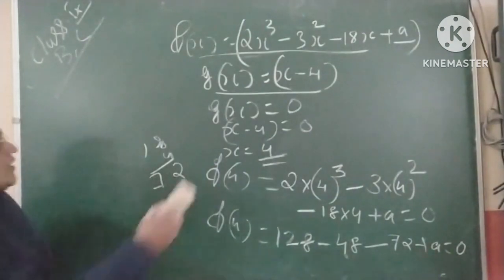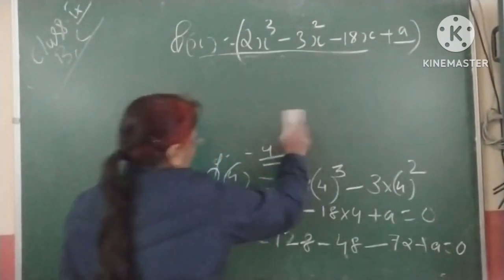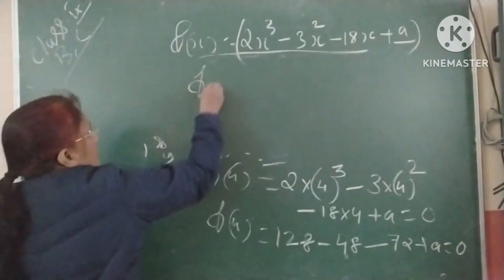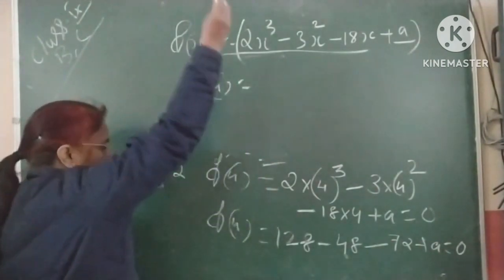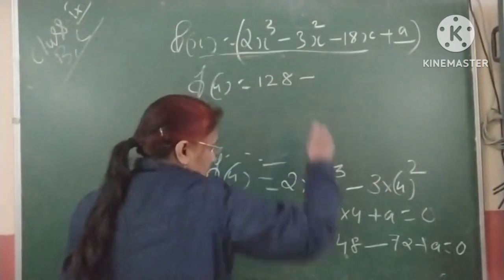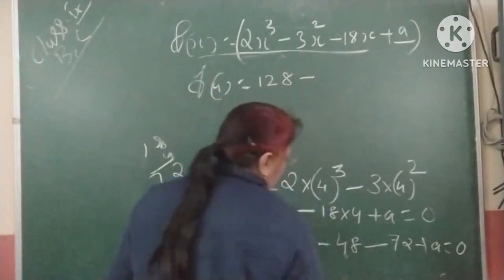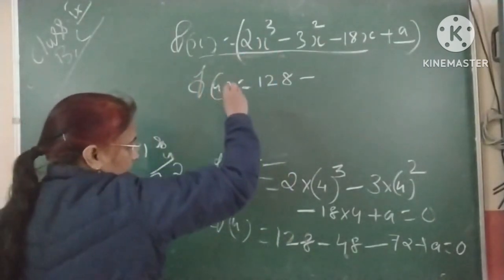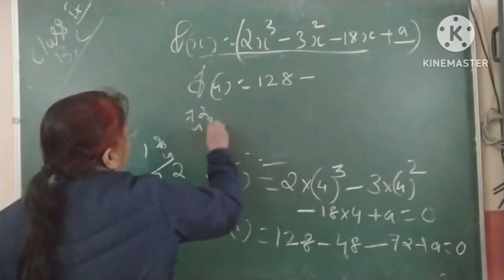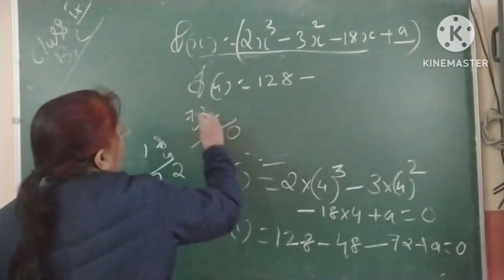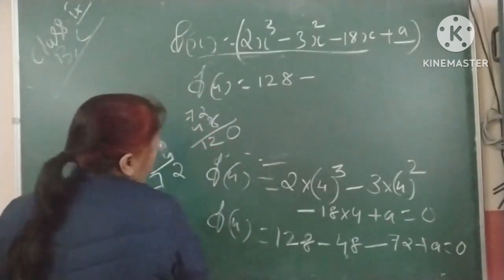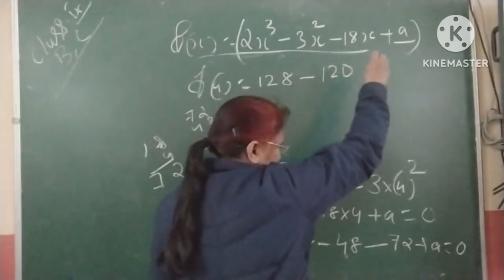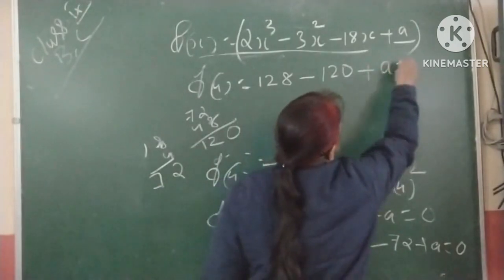What is our step now? We reach till f of 4 equal to 128 minus 48 minus 72. 48 plus 72 is 120. So 128 minus 120 plus a equal to 0.